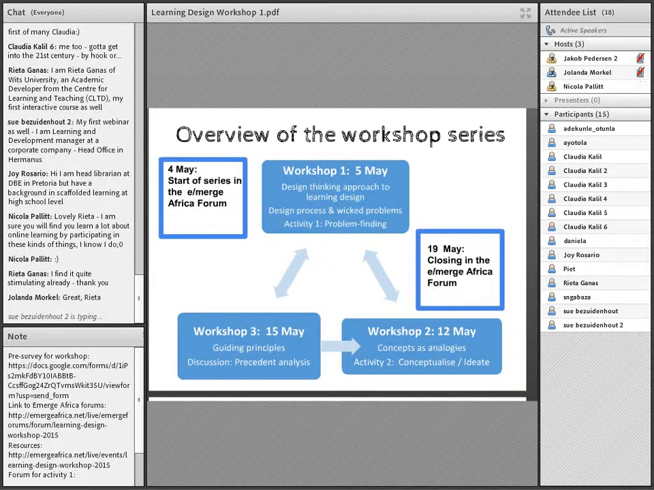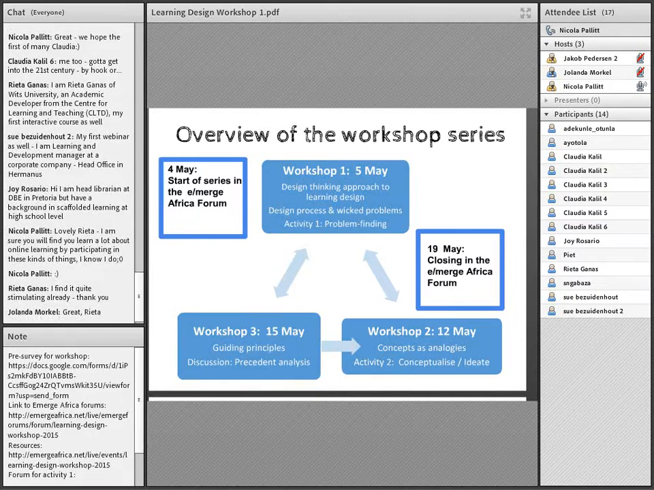And then the second workshop is next week, at the same time as this week's one. We're looking at concepts and analogies, and the activity here is centered around coming up with concepts. This is known as the ideation phase in design thinking. And then in workshop three, we'll look at some guiding principles and we'll have a discussion around precedent analysis.